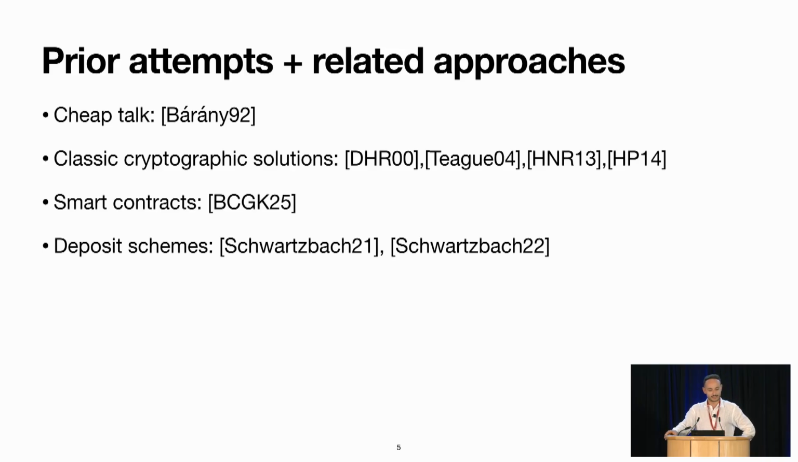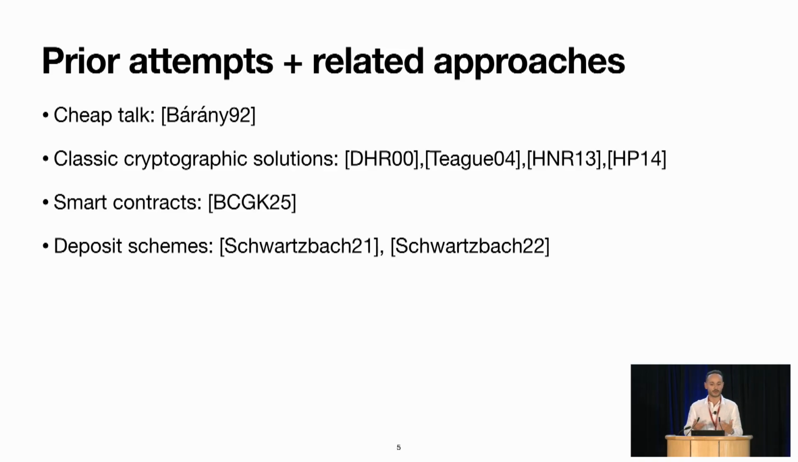Of course, there have been prior attempts. So cheap talk was formalized by Barany in '92, and it's a 4-player game in his work. What he does here is that he simulates a preliminary discussion before the game. And this discussion is non-binding, it's cheap. And so after this discussion, you will have a correlated equilibrium on the game.